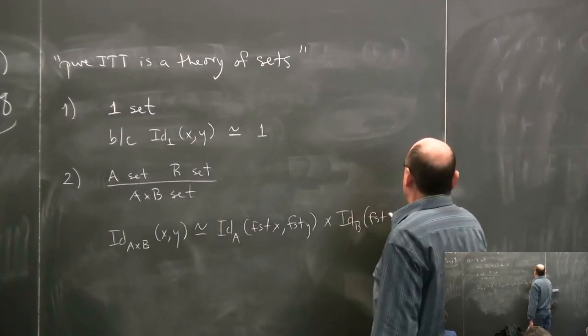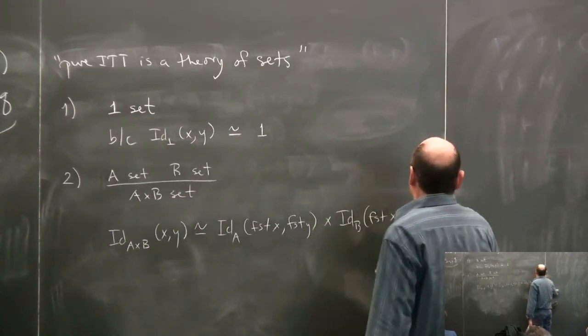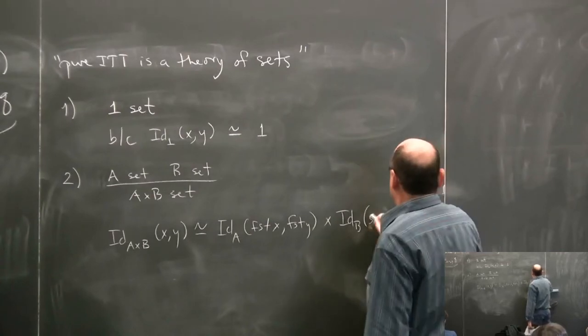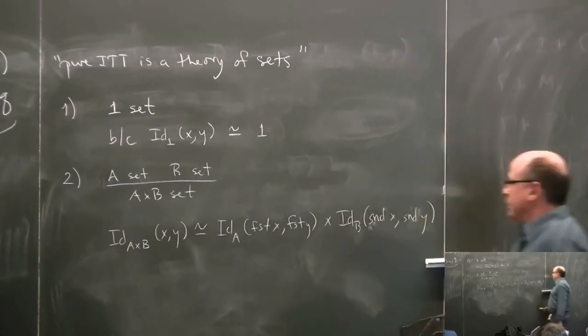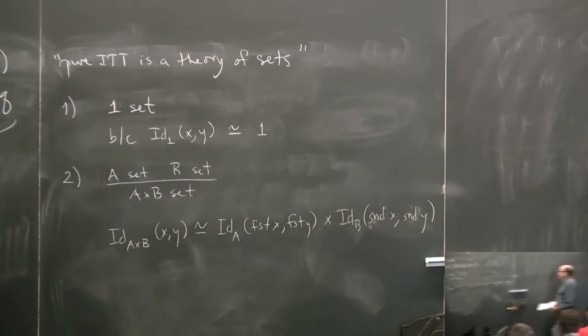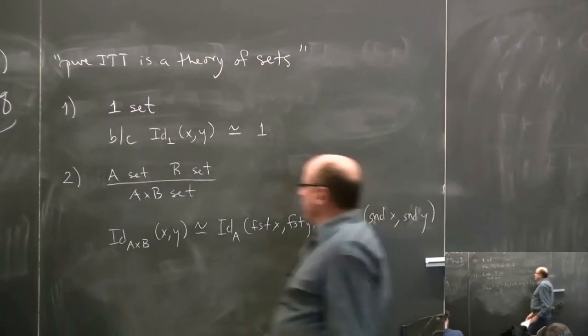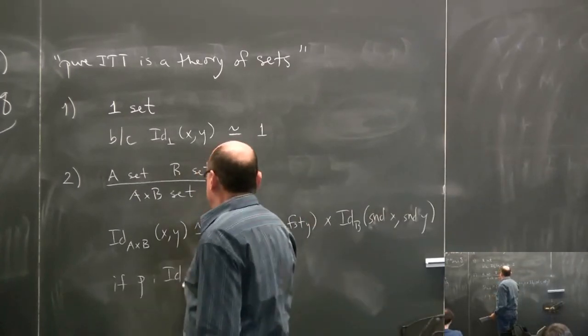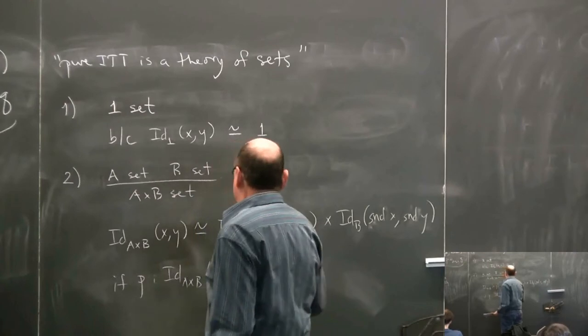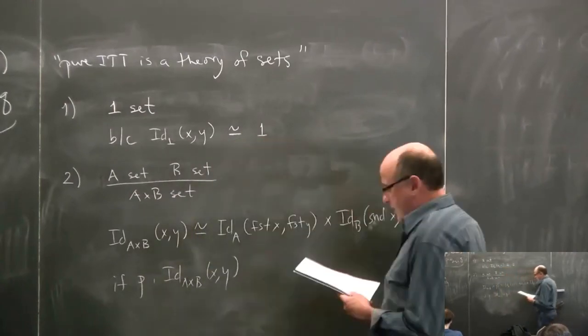So we proved this previously. So you can, oh, sorry, that should say second. Okay, so second to x and second to y, so we do this. So the idea is if you have a path in A × B between x and y, then what do we know?